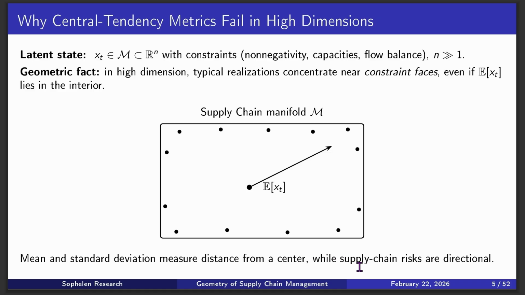But in supply chain, we care more about the directional risk, right? Because risk comes from a change in the mean, a change in lead time, a change in tariff, etc. So we say that in supply chain, the risks are directional.